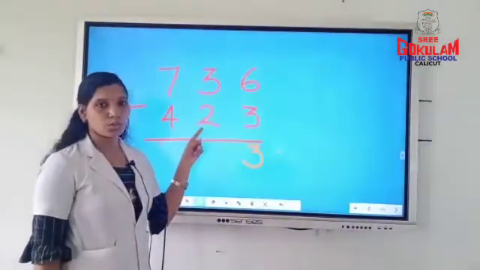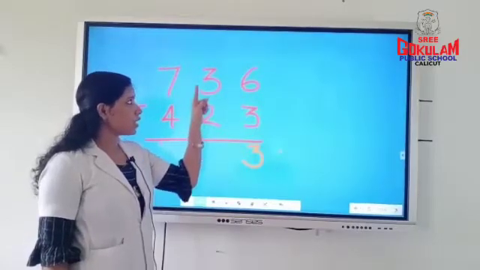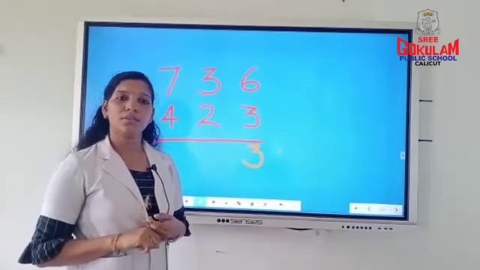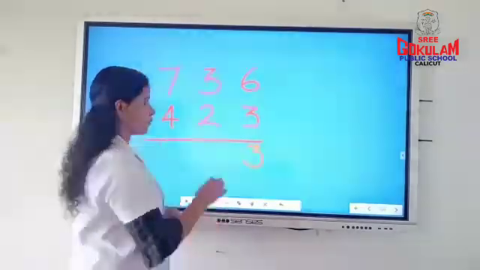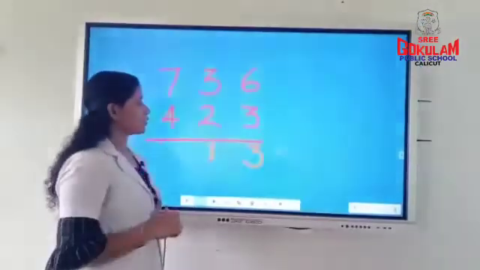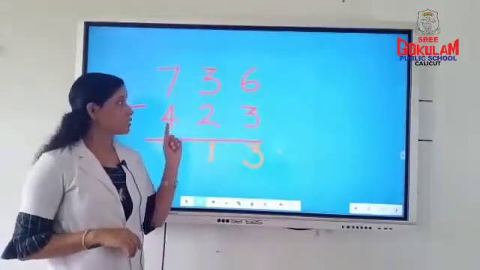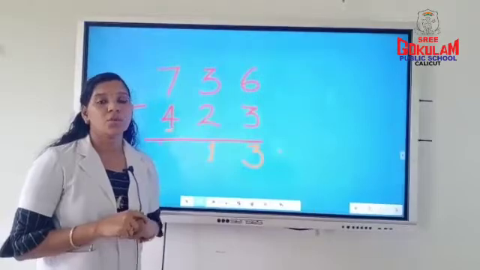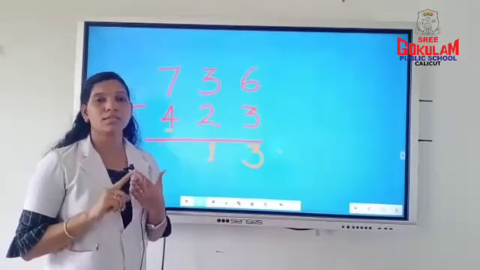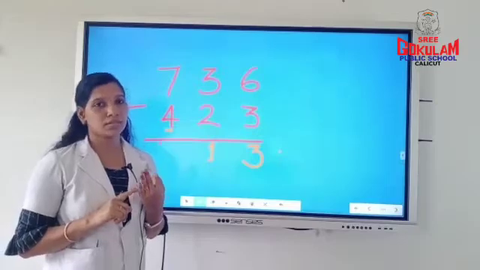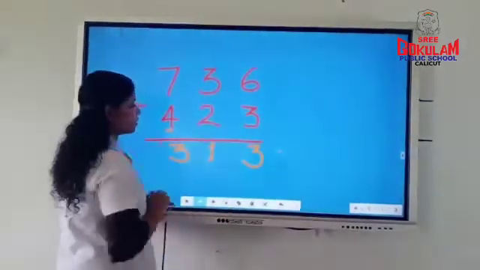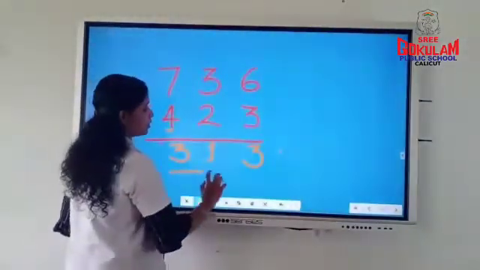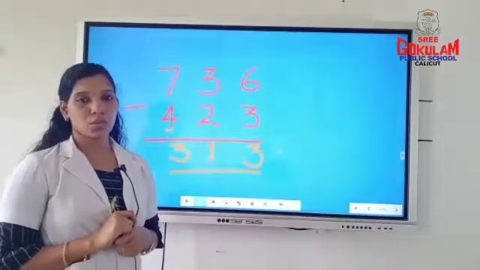3 minus 2. Keep 2 in your mind till you get 3. After 2, when you add 1, you get 3. So what will be your answer? 1. Last, go for the hundreds place. It's 7 minus 4. So keep 4 in your mind. After 4, 5, 6, 7. How many numbers have you added? 3. So what is your answer, children? Your result is 313. This is how you subtract.